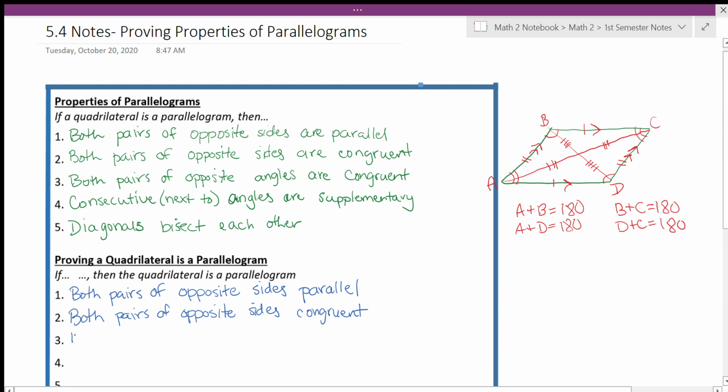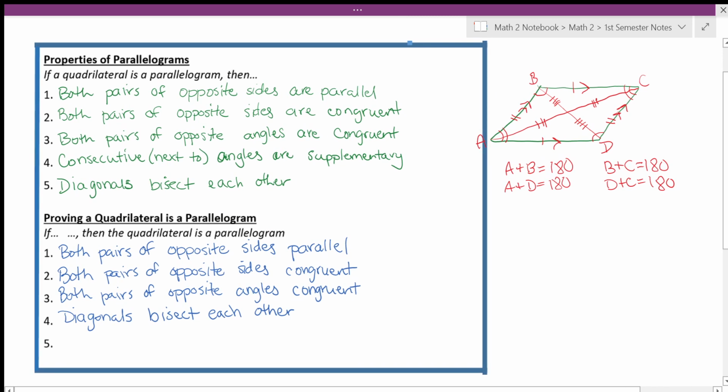If we have a quadrilateral that has both pairs of opposite angles congruent, then we can confidently say it's a parallelogram. Now this is where it gets different, okay? It switches up from our properties up above. If we have a quadrilateral whose diagonals bisect each other, then we can state it is a parallelogram.